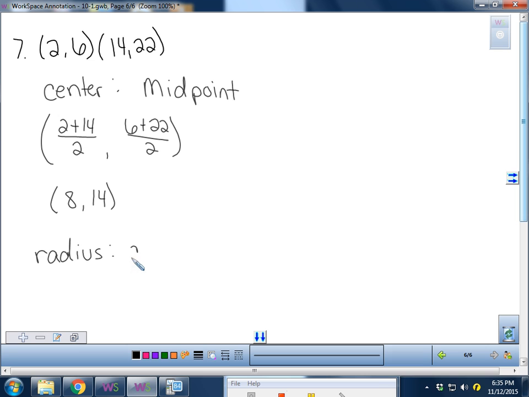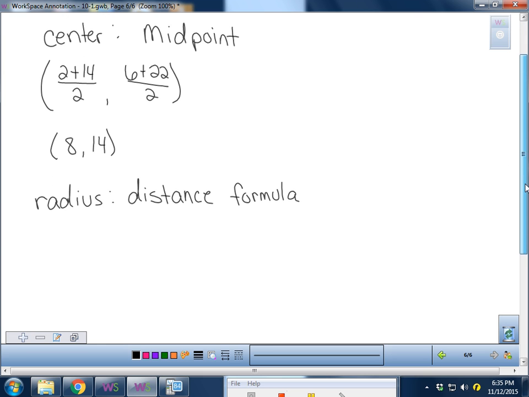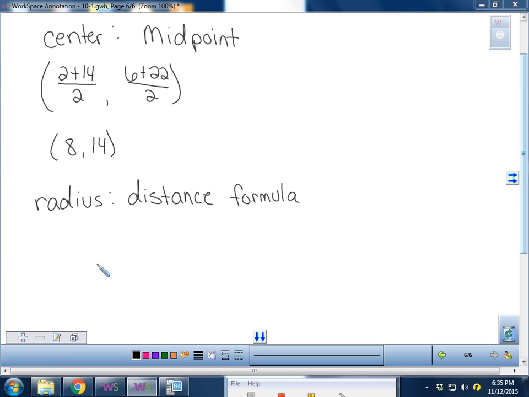To find the radius, that's the distance between the center and a point on my circle. So I have 2 options, okay, to find the distance. I can choose to use my center and the point 2, 6, or I can choose to use my center and the point 14, 22. It really doesn't matter, okay? You just have to remember which formula you're using. And if you think about it, the radius is a distance. All right, so that should tell you to use the distance formula. So I'm going to use my center, and then I've decided I'm going to use the point 2, 6.